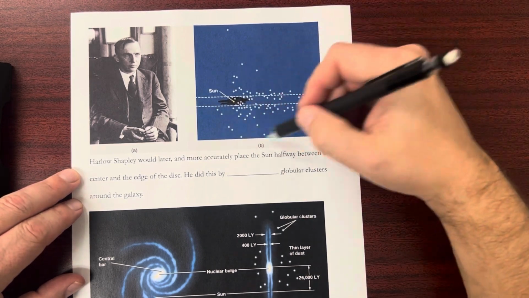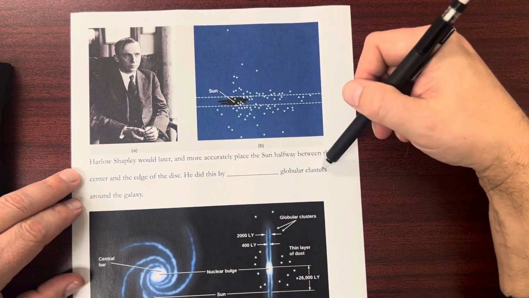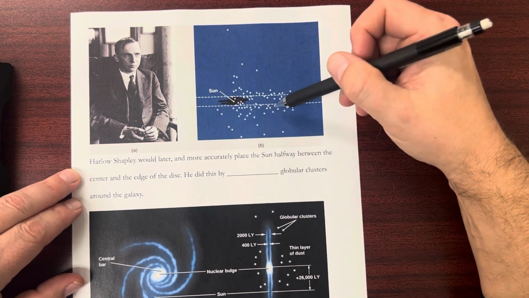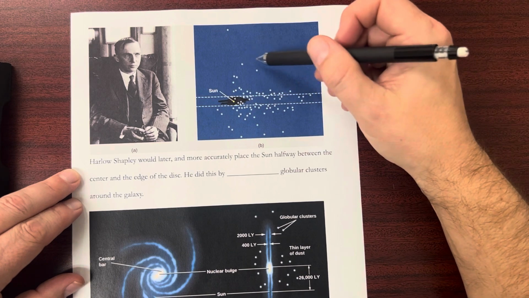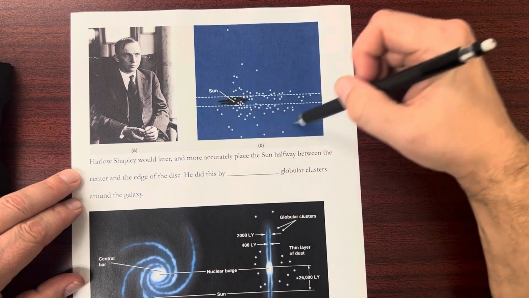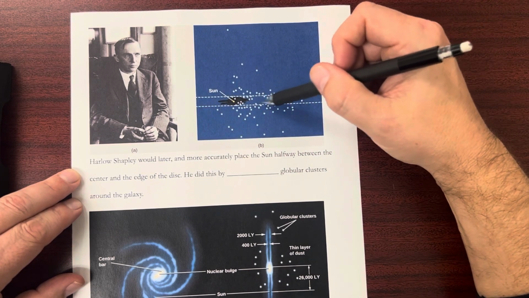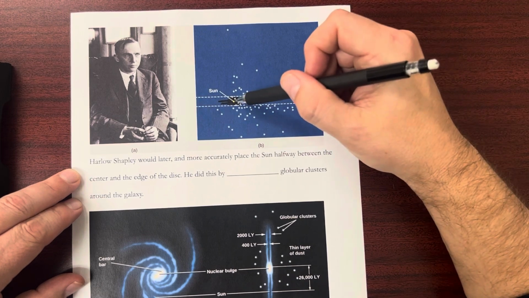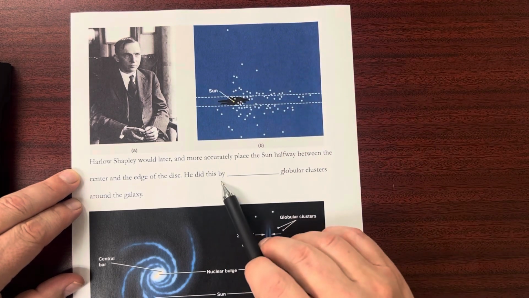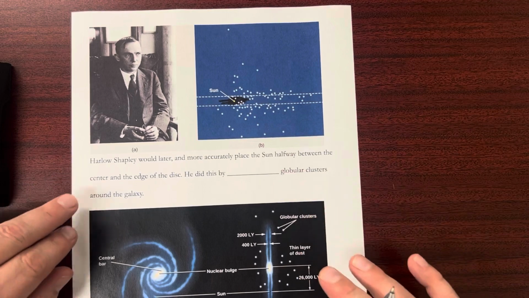So what you see here in this image, what he did was all these white dots are called globular clusters. And he mapped a bunch of them, where they're at, distance, and all those kinds of things, figuring that the Milky Way galaxy would be centrally located among all of these globular clusters. And he was right. So the center is off over here, the sun being about halfway from the center to the edge. He did this by mapping globular clusters around the galaxy.